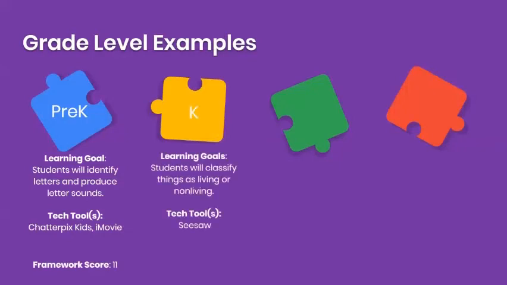In kindergarten, students had a learning goal of classifying things as living or non-living, and the technology tool they used was Seesaw. They went on a scavenger hunt around the school, and they were looking for pictures of objects in the environment, and they wanted them to choose 2 pictures and identify them as living or non-living, and they were going to be posting this to Seesaw.